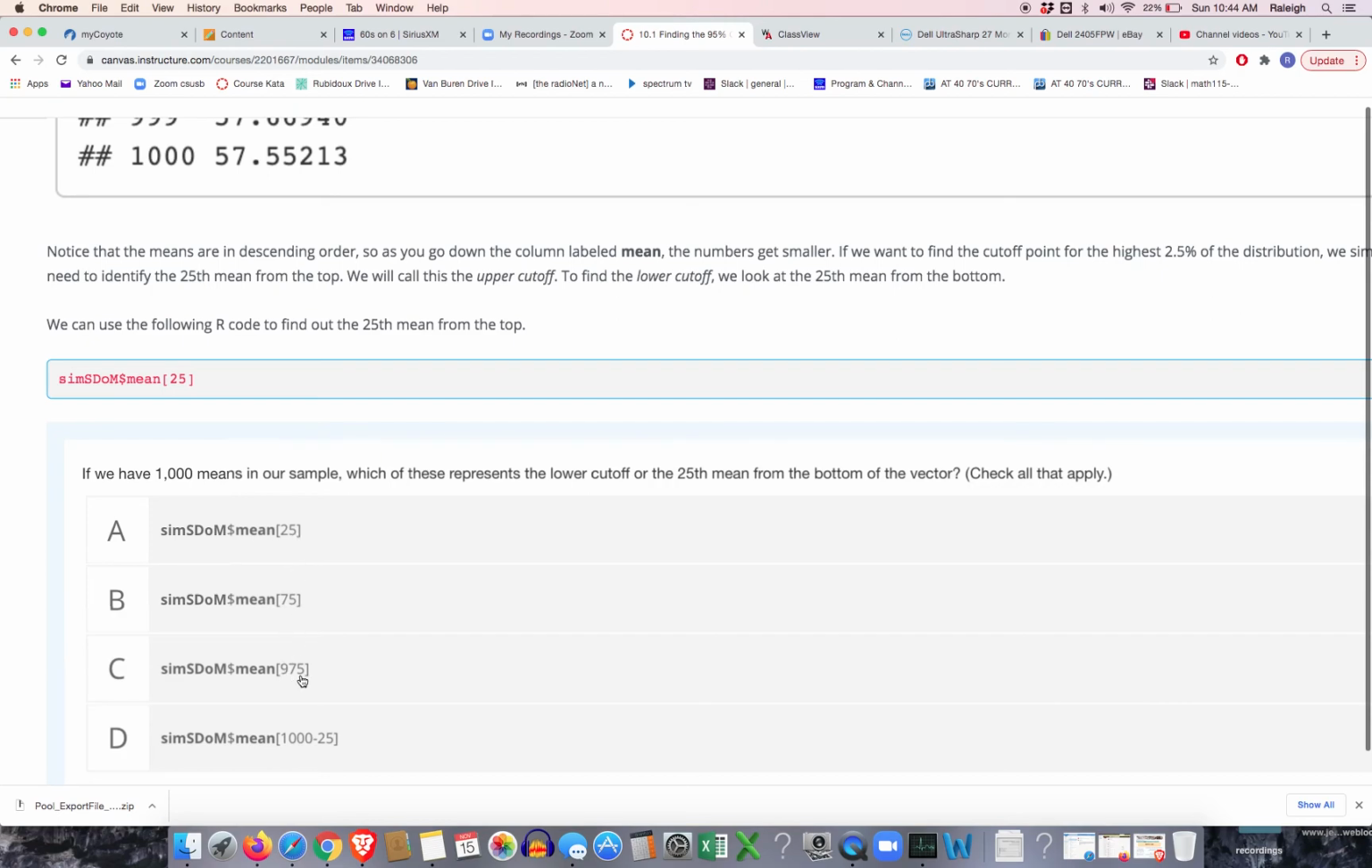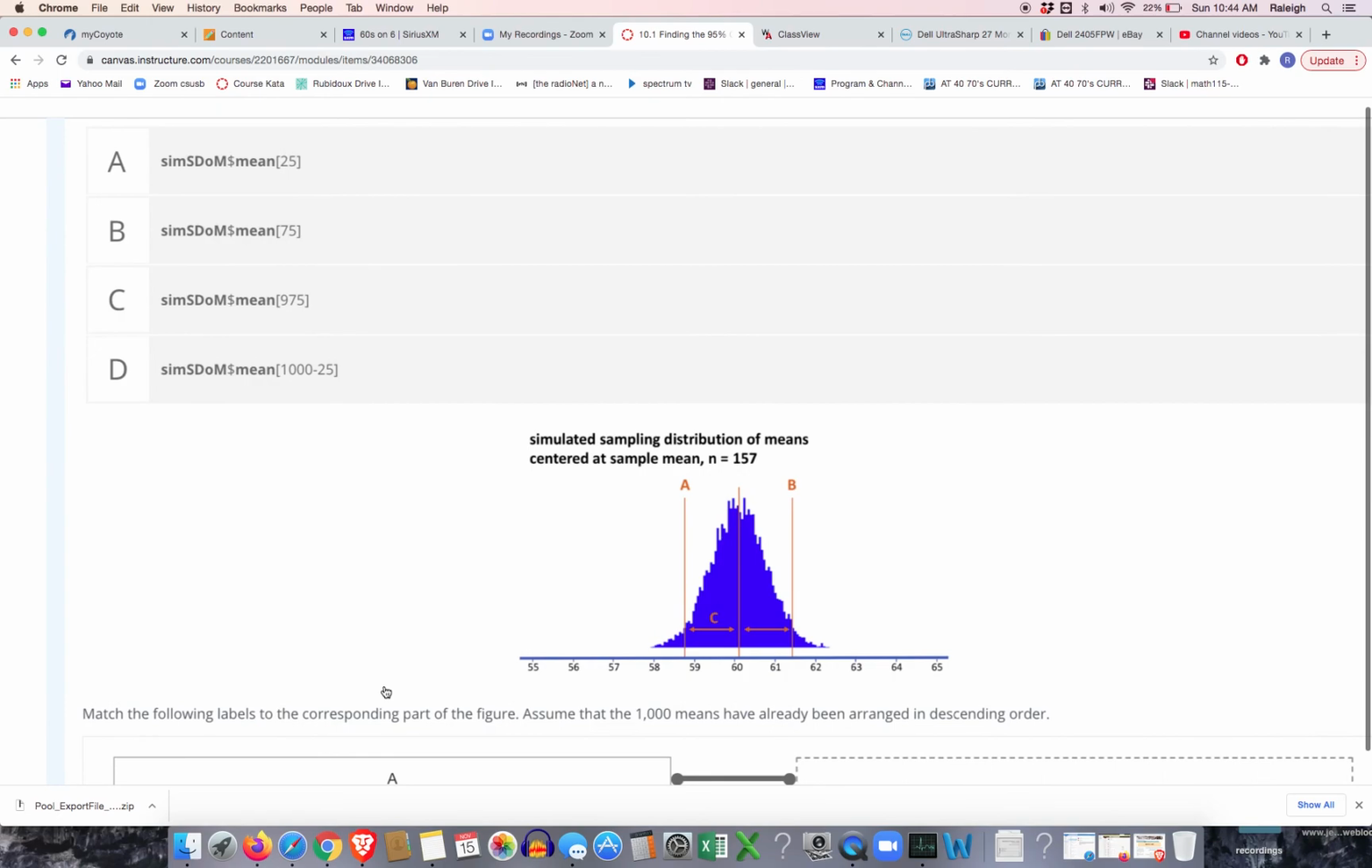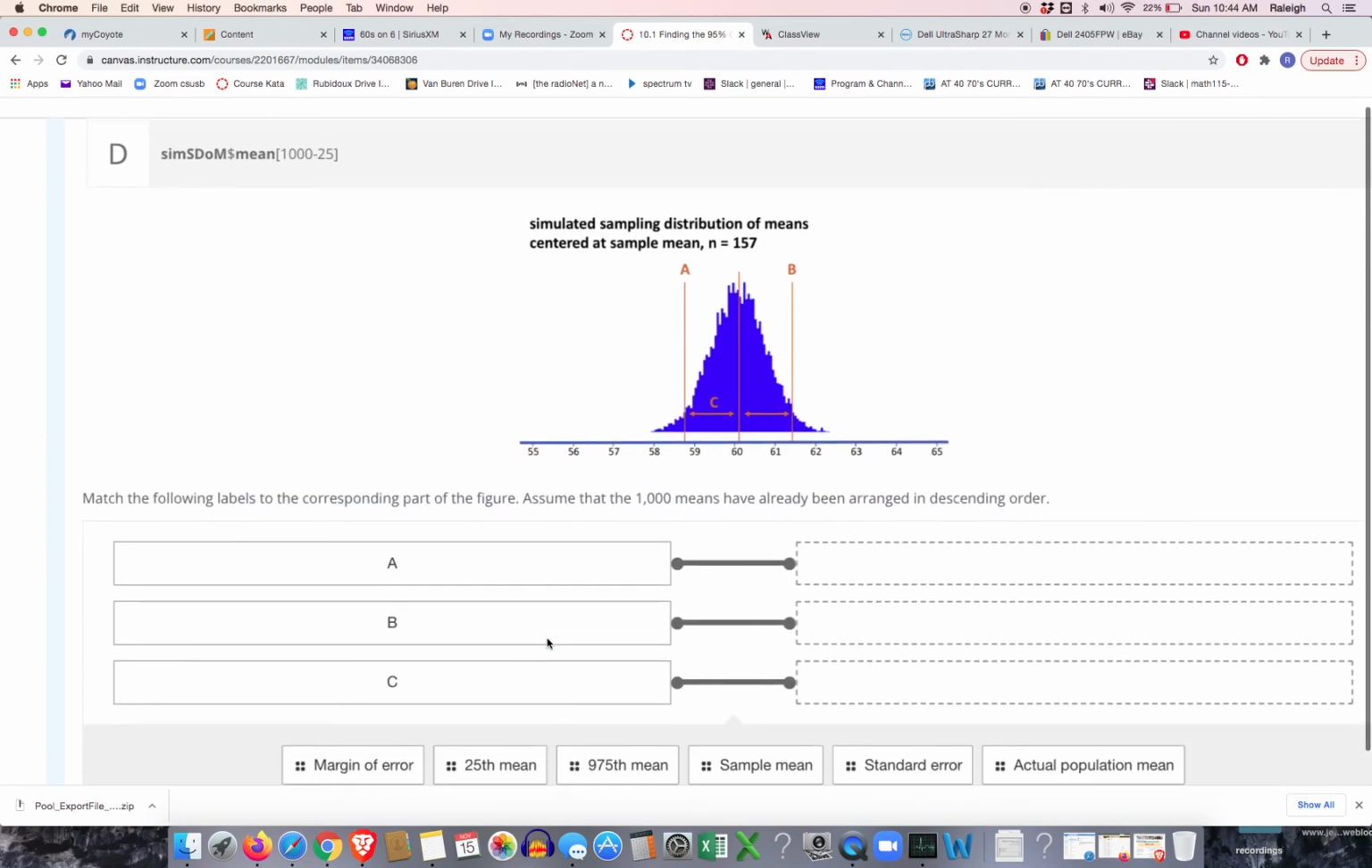Here we go. In fact, let's look at D first, because we have 1,000 minus 25. That gets us to 975. And C and D are exactly the same. C is a bit more direct, but D tells you how we got there. And so the idea is to look at those bottom 25 and the upper 25 and see what we come up with, and basically reject those.